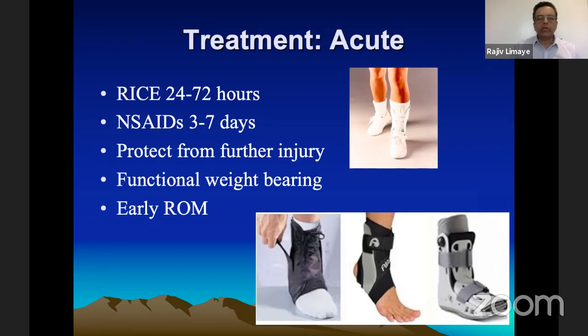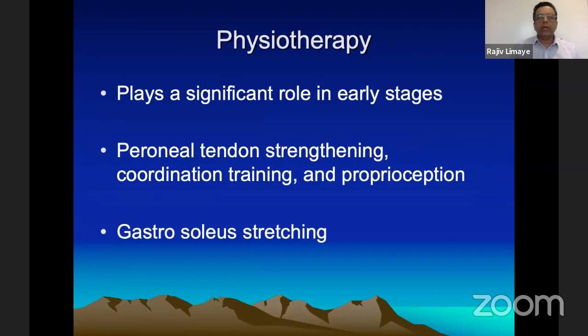You can ask them to functionally weight bear with the boot on, and then we can start early range of motion exercises in the early phase, which lasts for about 3 to 7 days. Physiotherapy plays a significant role in the early stages, especially with peroneal tendon strengthening, coordination, proprioception, and gastrosoleus stretching. Usually we require the boot to be kept for about 4 to 6 weeks, but then patients take it off a few times in the daytime for exercises and physiotherapy, and then put the boot back on again for mobilization.